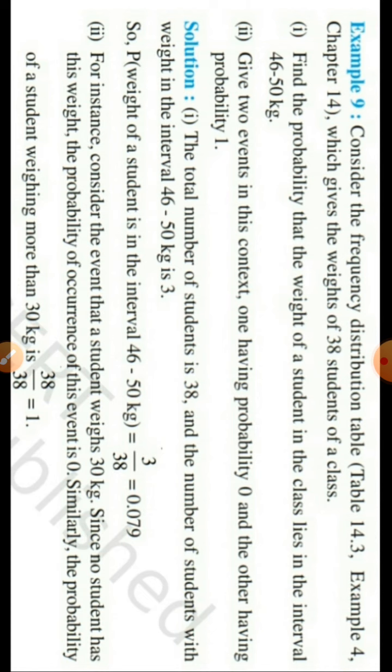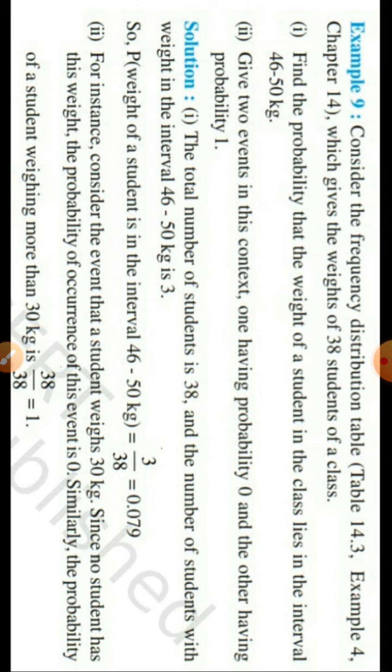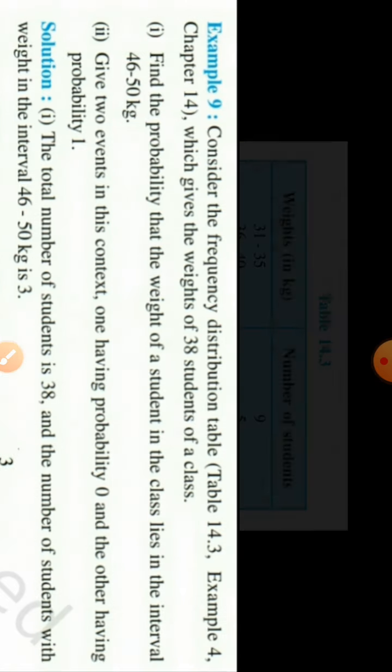Now just look at example number 9. Consider the frequency distribution table 14.3 of example 4, chapter 14, which gives the weight of 38 students of a class. So that is given directly. Now what to find: the probability that the weight of a student in the class lies in the interval 46 to 50. Give two events in this context, one having probability 0 and the other having probability 1. So first of all, we have to look at that table.